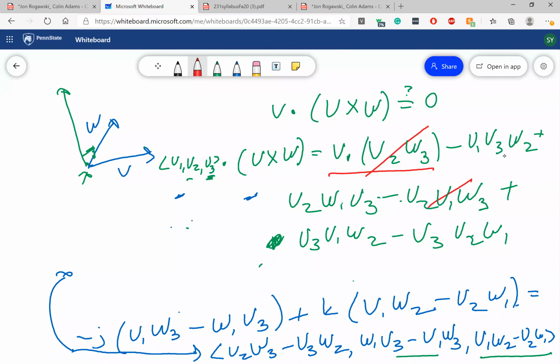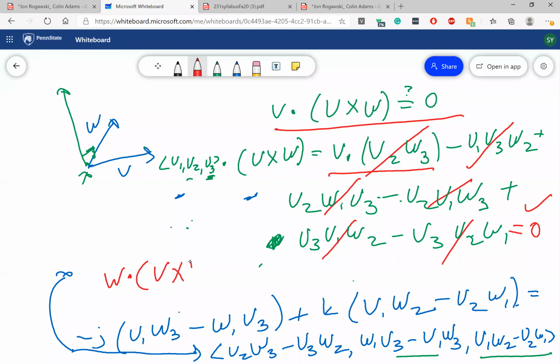Then v1, v3, w2, v1, v3, w2. These cancel. And then v2, w1, v2, w1, and v3. So these cancel. So this is equal to 0. So check. So they are orthogonal. You can do the same thing with w. So w dotted with v cross w should also equal 0.